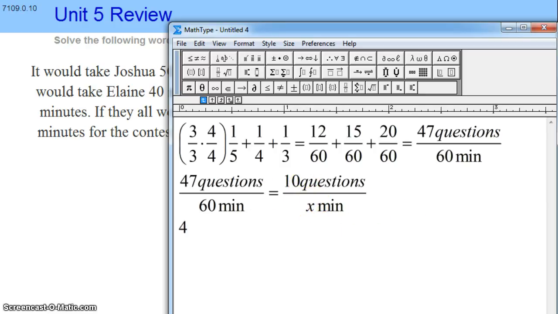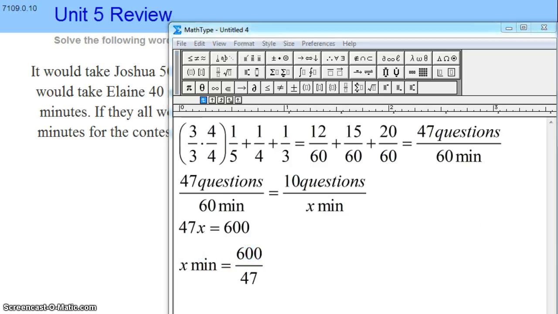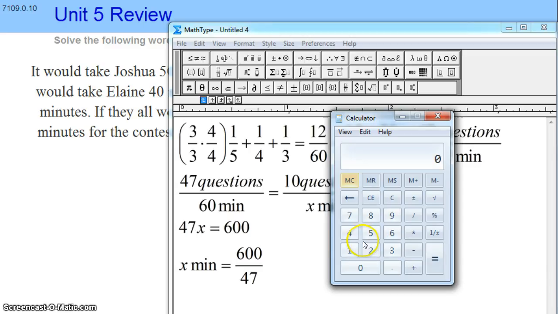So what do you get? You get 47x equals 60 times 10, which is 600, and divide 600 by 47, and we'll just leave it at x equals 600 over 47. Right? Divide each side by 47, you get 600 over 47. And again, x is in minutes, so this is a measurement of minutes. And just to show you what that is, 600 divided by 47. So it takes them almost 13 minutes to do this whole thing. And that's not exactly precise, but that's how long it takes them.